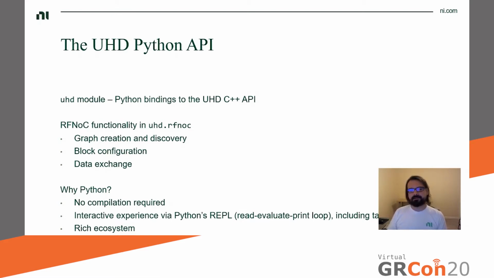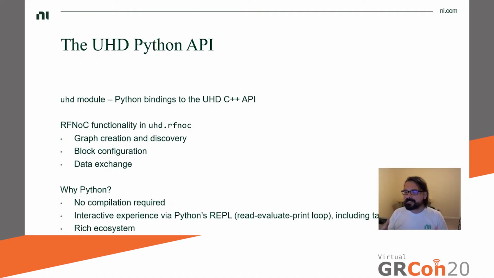But why Python? Well, first of all, GNU Radio has always done this. It has always provided a rich set of Python bindings to its API, so it's familiar to a lot of GNU Radio users. It's great because there's no compilation step required. You don't have to wait for the compiler to tell you that you missed a semicolon at the end of the line or you misspelt an identifier.